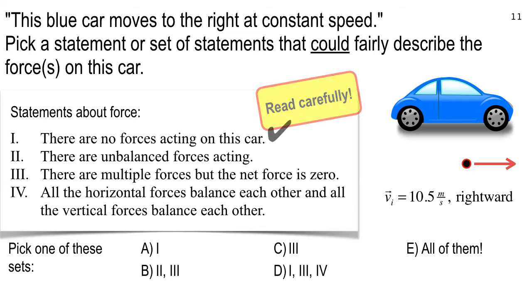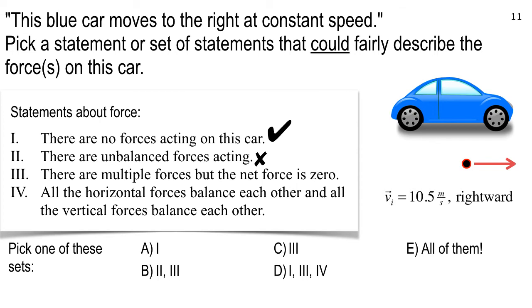First of all, this one here, no force is acting on this car. That is actually acceptable. Remember Newton's first law: if there are no unbalanced forces or no forces at all, then it's just going to cook along at a constant velocity. This one is wrong. B is wrong. So option B, 2 and 3, incorrect. Also, option E, incorrect, because that includes all of them.